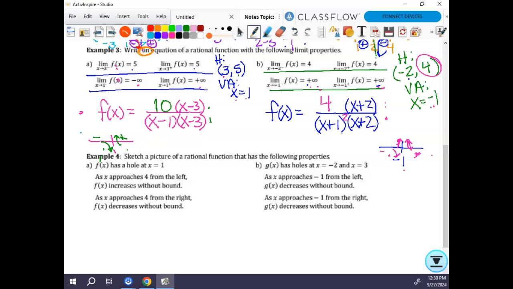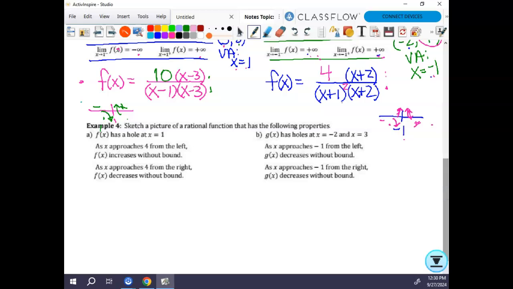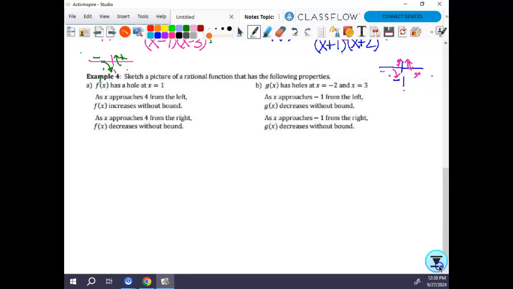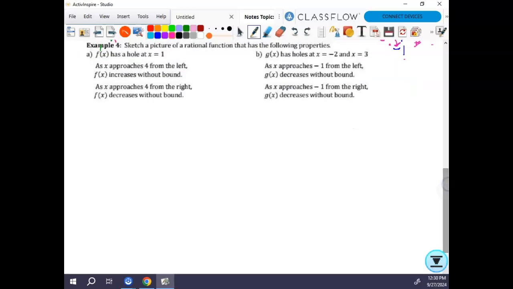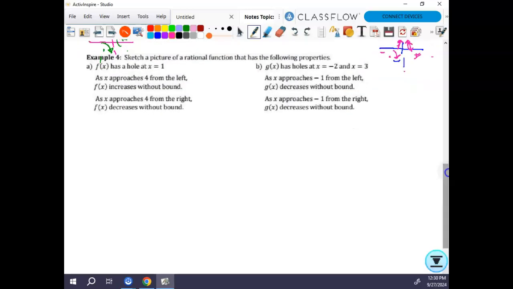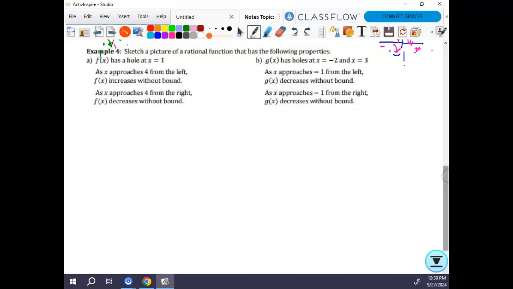Okay, so this next one, we are going to do these together. Like I said, some of these are on your worksheet because I want you to try. I'm 99% sure I didn't ask you to actually do this on the worksheet because I know better. This says, sketch a picture of a rational function that has the following properties. So not the picture, because we don't really have enough information to know everything about it, but we can get this stuff on there. All right.